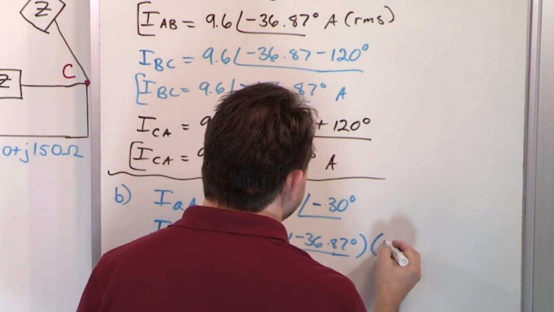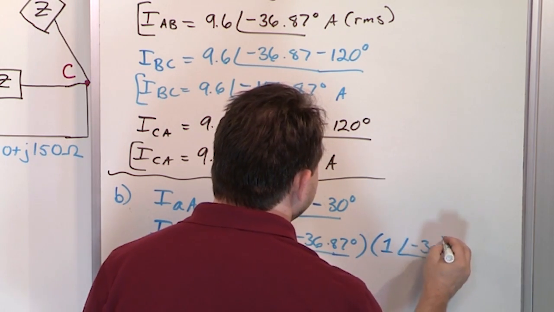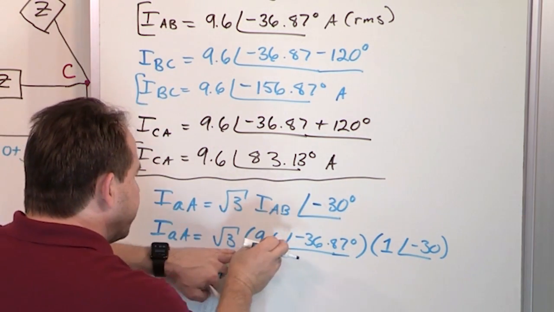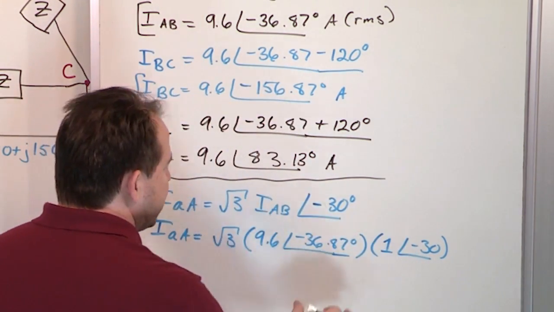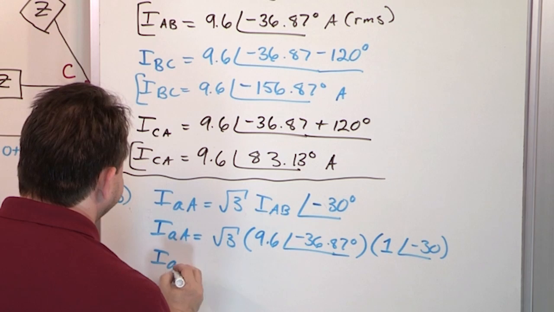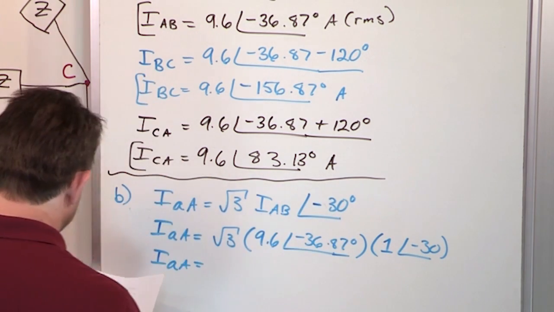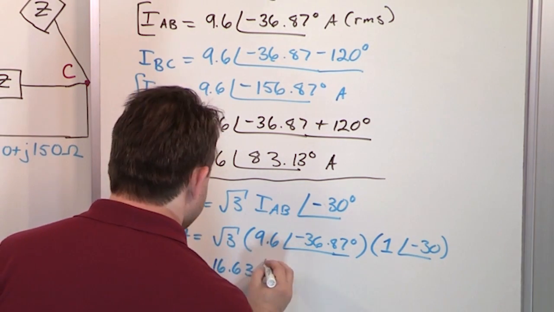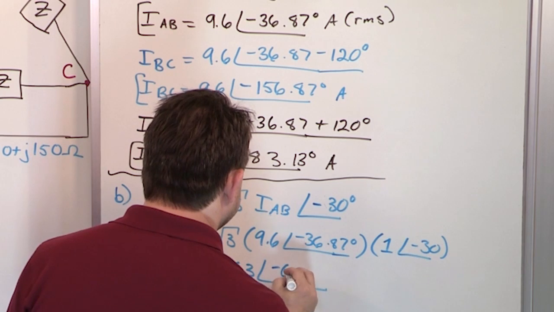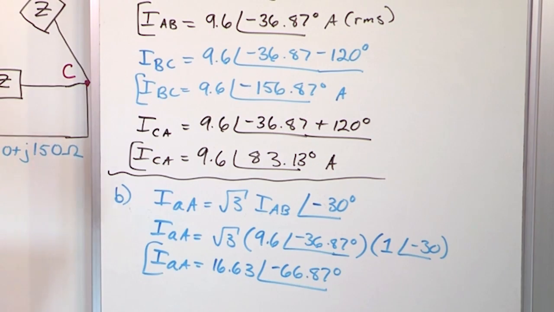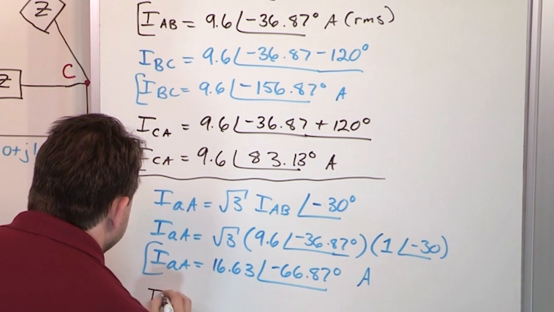So we open up a new parentheses. You can either write it as 1 at an angle of negative 30, or you can just leave the 1 off because it's implied there. But ultimately, when you write it down, you realize what you're doing is multiplying whatever's outside of the phasors, and then you're just adding the angles. You can do it in your calculator, or you can do it by hand. What you're going to get when you multiply all these together is a magnitude of 16.63, and a phase shift of negative 66.87 degrees. And that's the line current, in amps RMS.